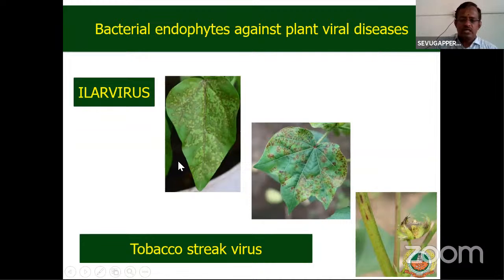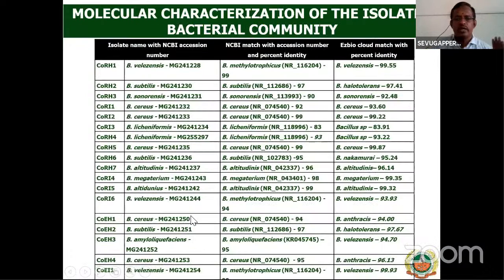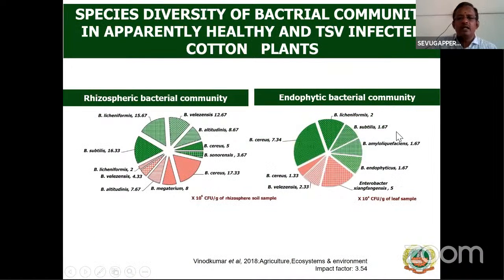In most cases of viral disease, from my student life till now, cut and burn is the technology available. So here we attempted to trigger the innate immune response, which is mediated through the virus. This is tobacco streak virus in cotton. We isolated all the bacterial endophytes from the resistant genotypes. These are the diversity of the bacteria associated with the resistant plants.